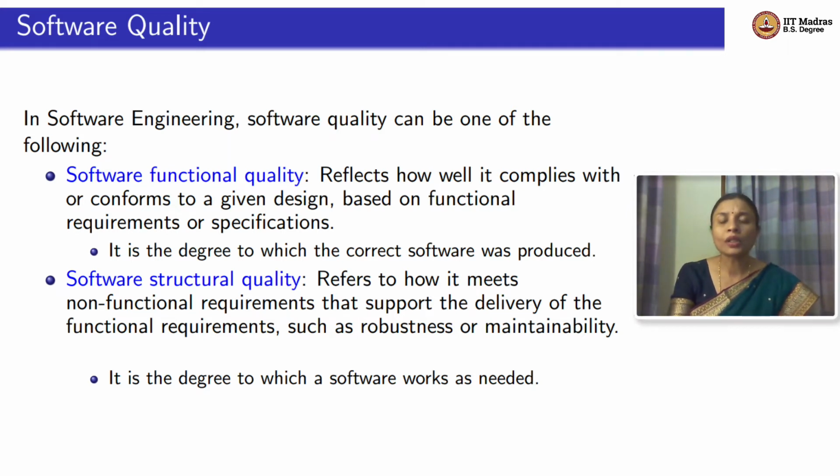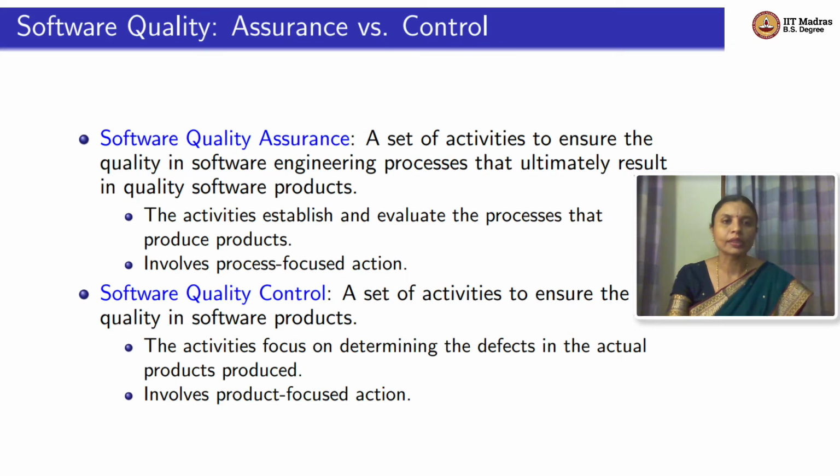If we drop the term functional or structural and just refer to quality, we are mostly talking about non-functional requirements. So it is the degree to which a software works as it is expected to work, not in terms of functionality, but in terms of other structural aspects of its quality. So in software quality, we talk about two things: software quality assurance and software quality control.